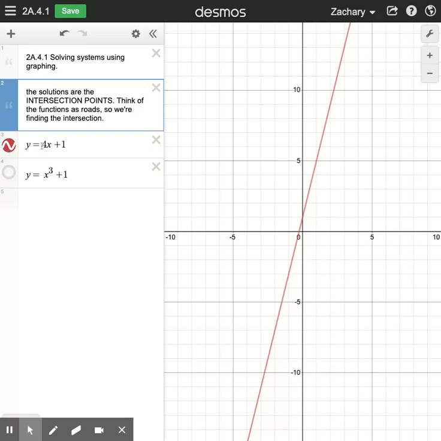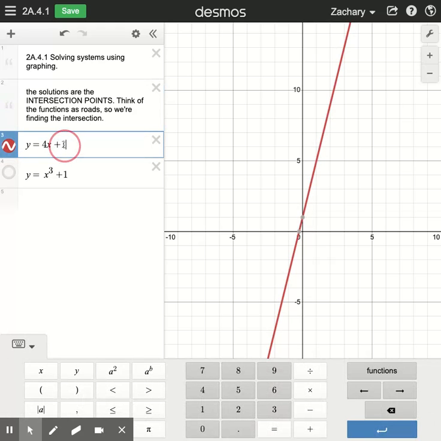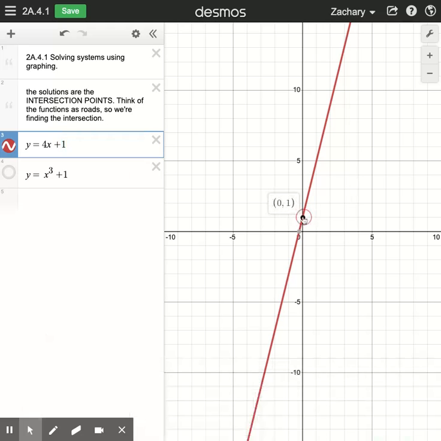And if I turn on the first function here, 4x plus 1, this is our y-intercept. My y-intercept is at 1, because it's plus 1. And then my slope is 4, so I would go up 4 over 1. Let's see where that point is. Yeah, 1, 5, that makes sense. Then I would go up another 4 and over 1, up another 4 over 1. So each function is its own road.